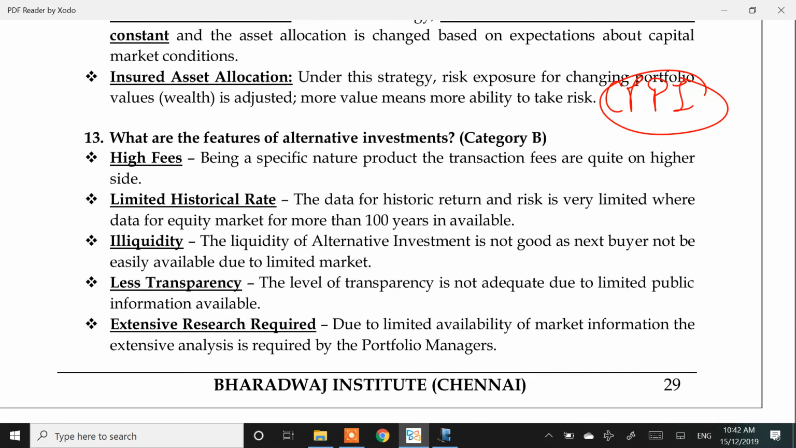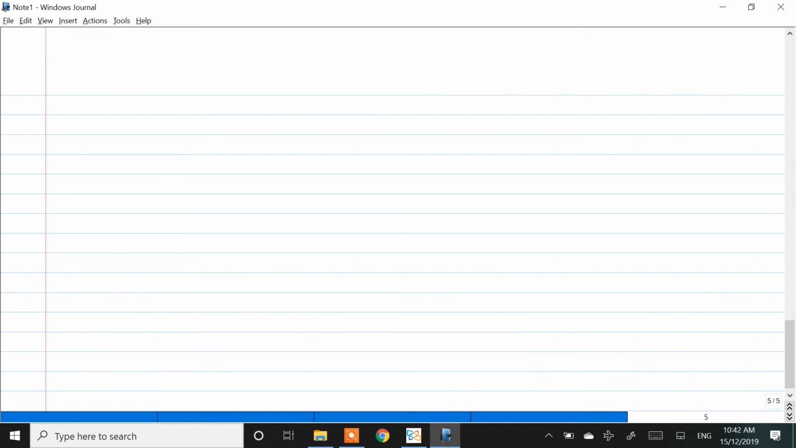Next, how do you value real estate? There are four approaches which are given in your material. One is the sales comparison approach.